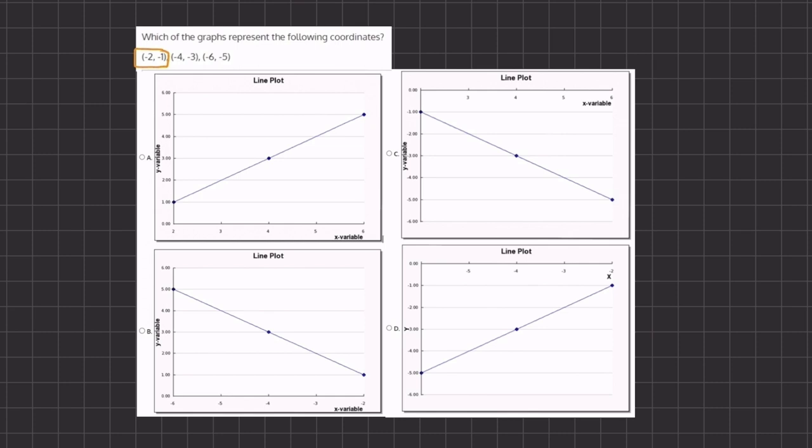So if we take a look at A, we're going to first take a look at our x-axis and see that we cannot find any -2 value, and therefore A is not the right answer because we are in a different quadrant than what we need.